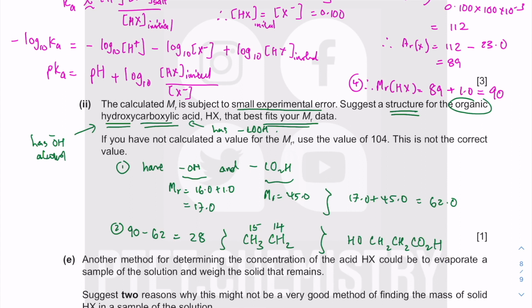Of course, another possibility is if you have CH3 here, then you lose one of the hydrogens, this becomes CH3, then you have CHOH. That is also possible. So what I'm saying is also possible is CH3, CHOH, CO2H. Okay? And that's why this question is about suggest a structure, not deduce the structure. Based on the information, hydroxy and also carboxylic acid, and based on what we know about this fitting the MR, both are entirely possible.